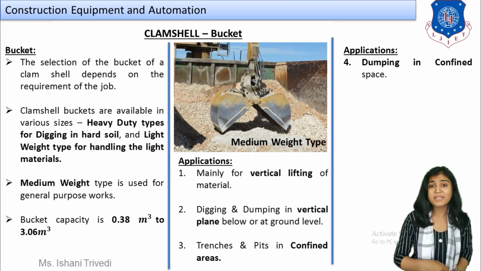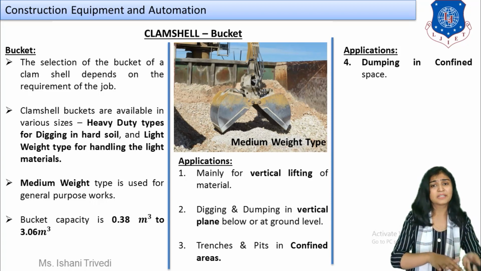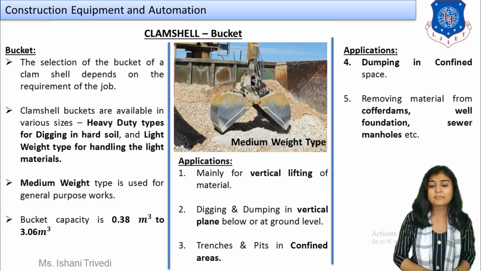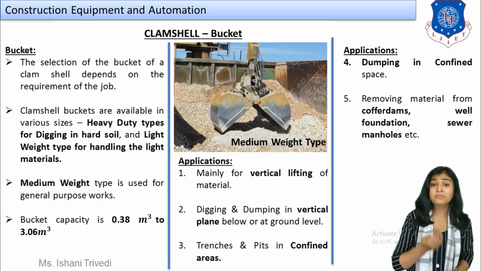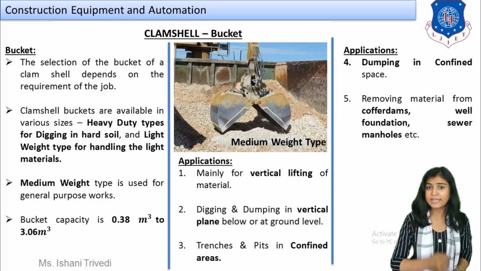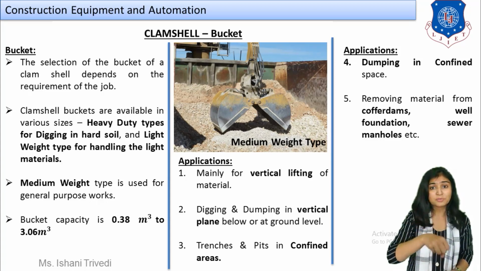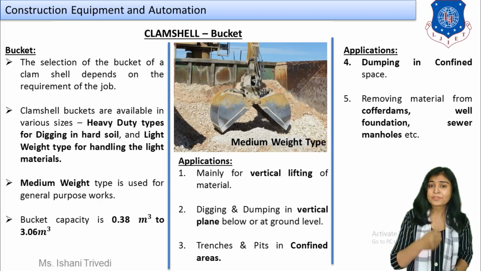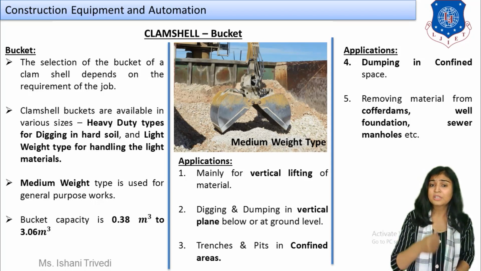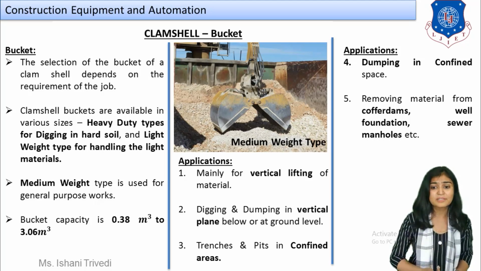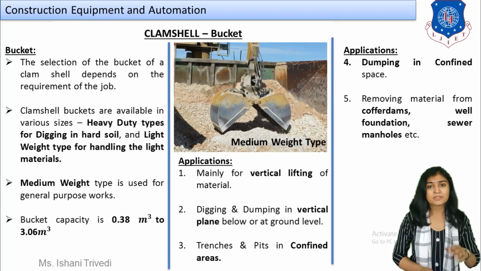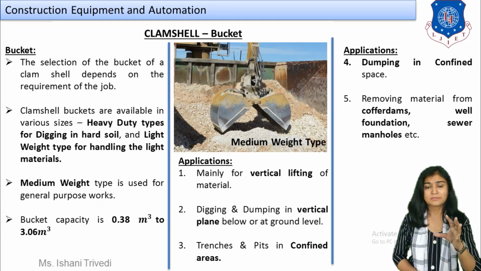Next it says dumping in confined areas. If you can carry out the digging and excavation work, then simultaneously dumping can also be done in the confined areas. Next, removing the material from cofferdams. You already know what a cofferdam and a caisson are, and once the work is done you will have to remove the material gathered inside. For that purpose clamshells can be used. Also for well foundations, that is open caissons, for sewer manholes and any such vertical structures where you cannot go inside directly, clamshells can be used.